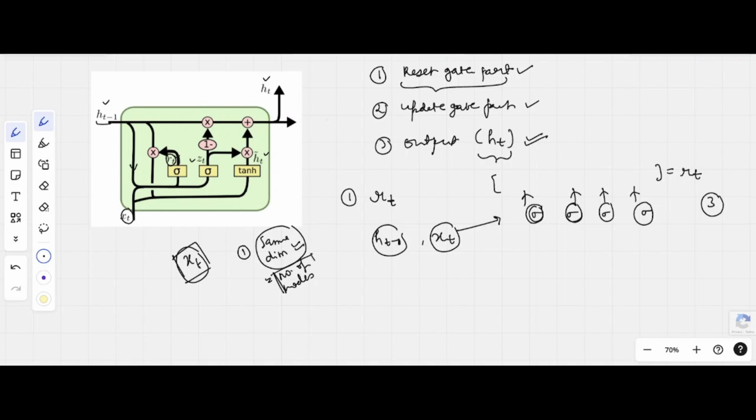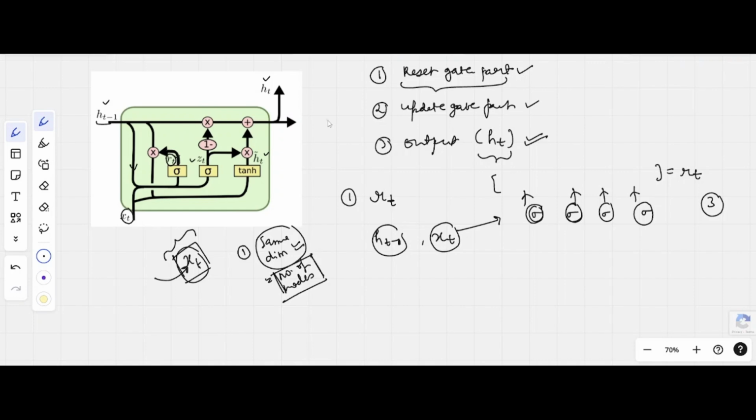The number of nodes is decided by you. And this XT depends on how you have obtained your vector embeddings. So this can be of any dimension, right? And I think this was the main assumption. In case I missed anything else, I will cover it in the video as we move forward.